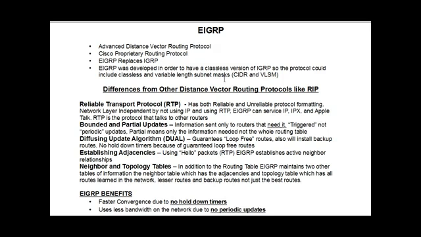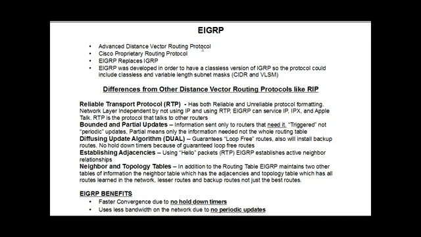EIGRP is an advanced distance vector routing protocol. We're going to learn about EIGRP, just the basics here. So it's an advanced distance vector routing protocol. It's Cisco proprietary. It's Cisco created. It's run on Cisco routers.